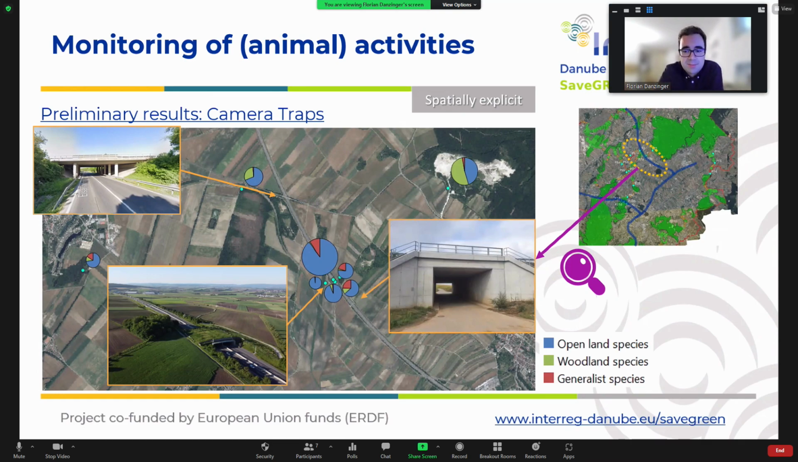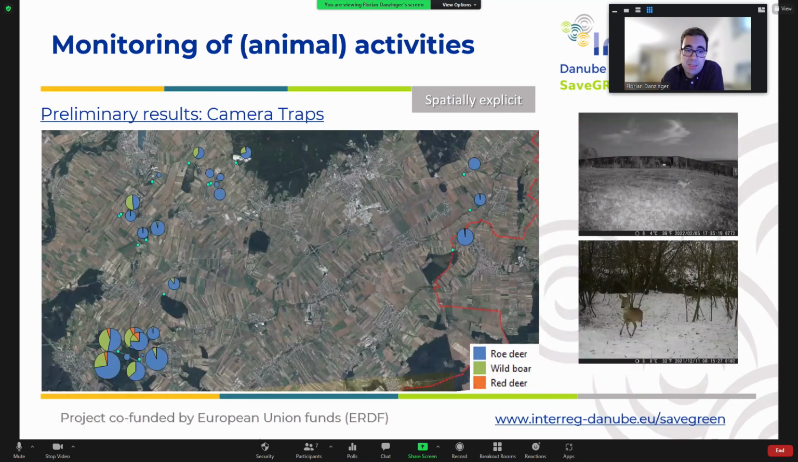Here you can see that the open land species are dominant on the bridge. There are some woodland species near the wood and this quarry in the north, as you can see here. And the conclusion here is that woodland species clearly avoid this green bridge. There is one photo trap that had some of these woodland species. But when we look into the detail of species, this picture is supported.